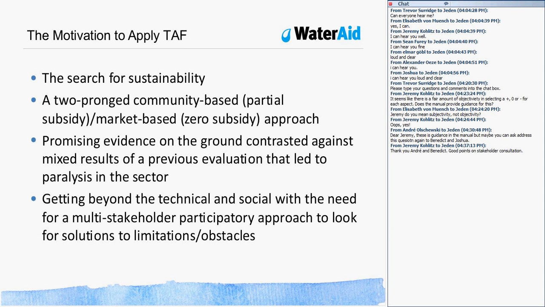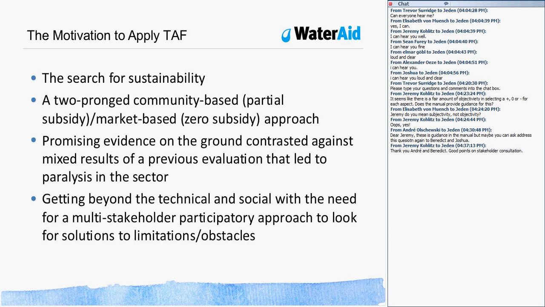So our motivation for applying the framework, of course, is always the search for sustainability. We are also within this two-pronged approach. One is a partial subsidy in the community, but obviously looking to how this can be scaled up at the community level in, as I said, again, very remote environments with an extremely limited supply chain, and also in the market-based context with zero subsidy.